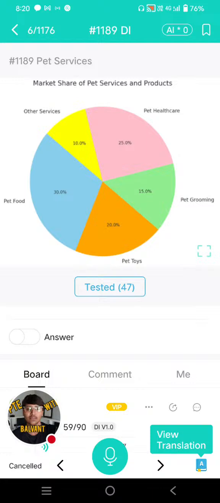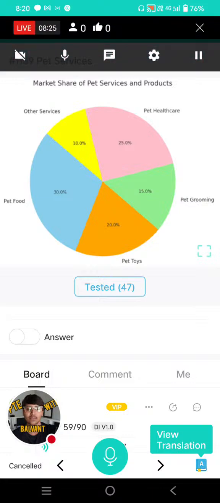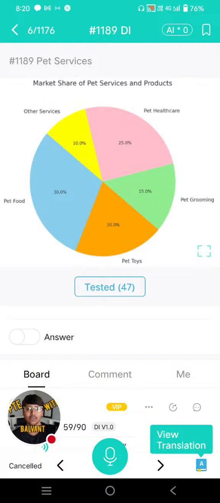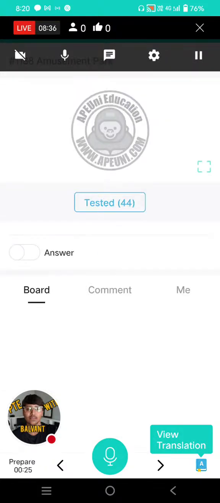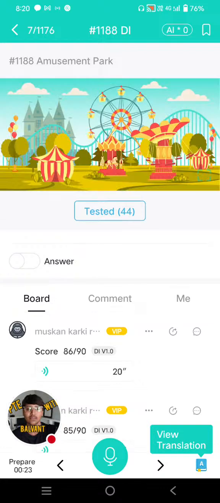The maximum value which I can consider is 30%. The minimum value which I can consider is likely 10%. Okay, I can also see the highest and the lowest values from this image. To conclude, this image is very interesting and informative. So the next image is about amusement parks, right?